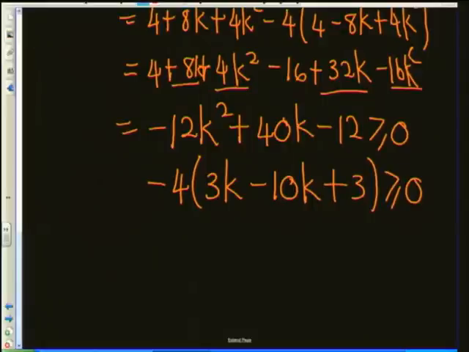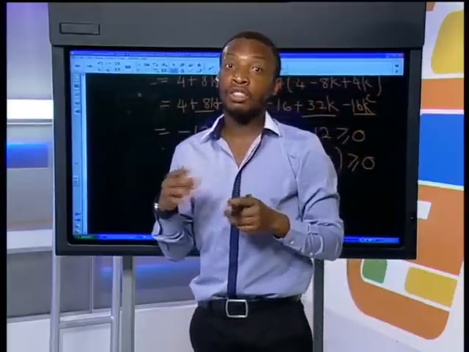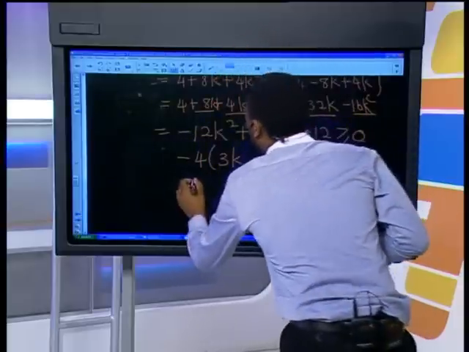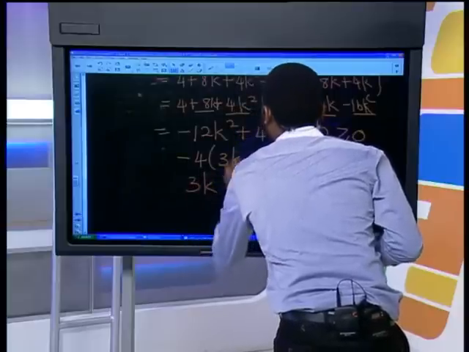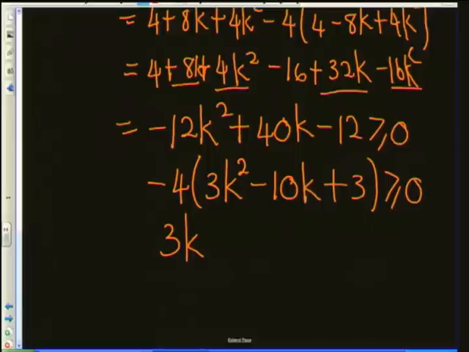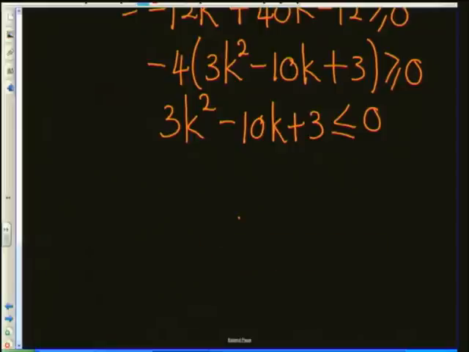I'm not happy with that negative 4 outside, so I need to divide both sides by negative 4. And bear in mind that if you divide by a negative in an inequality, the inequality sign changes. So if I divide both sides, I'm going to be left with 3k. Oops, I forgot my k squared there. I hope you guys didn't at home. So it's going to be 3k squared minus 10k plus 3. And there's the magic that happens if you divide by a negative. Now we need to try and factorize this one.